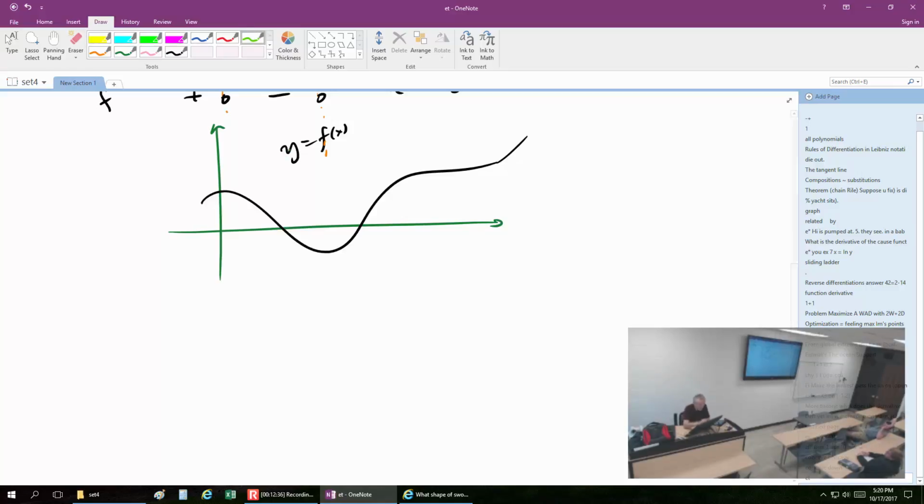So where does the slope change? Where does the concavity change? So remember, up, down. Okay. So this is the point somewhere there where the concavity changes. Concave down to the left, concave up to the right. Okay. Do you see more points like this?